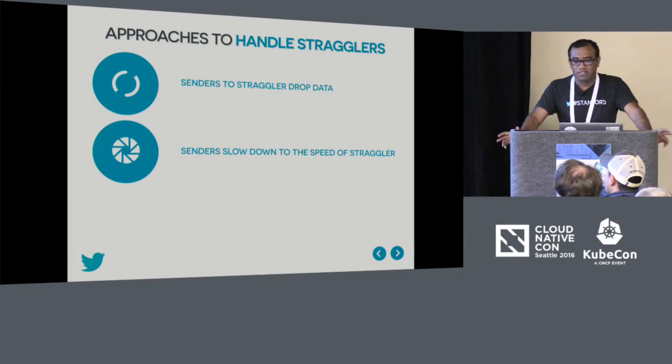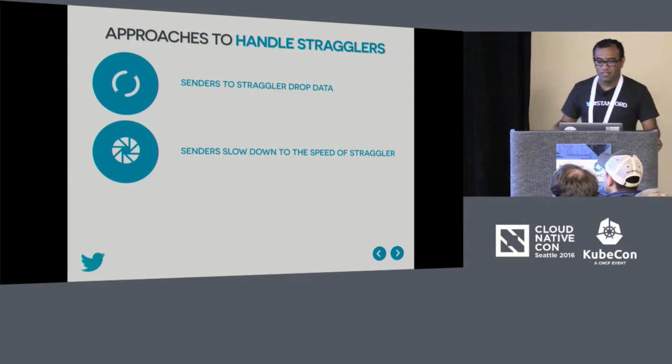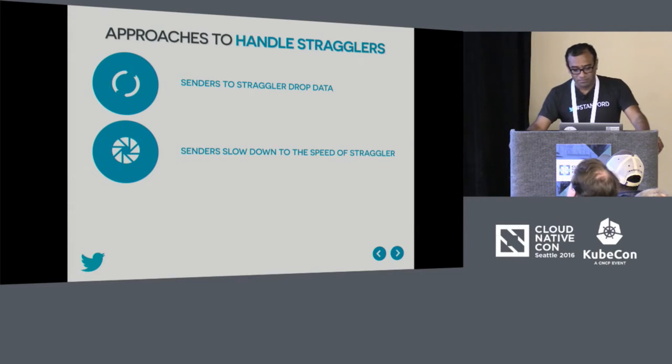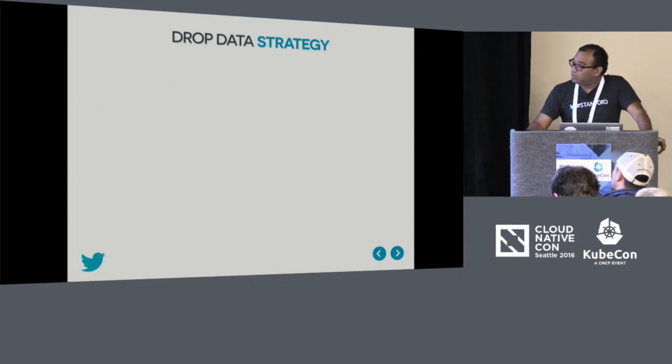And this is very typical of TCP/IP, where you have senders and receivers, and when the sender starts very fast, then based on the rate at which the receivers are sending acknowledgements, they reduce the window size, like TCP slow start and all the various things, right? And they settle down on a speed. And the third one is detect stragglers and reschedule them. So that's the third approach. So what are the pros and cons of that?